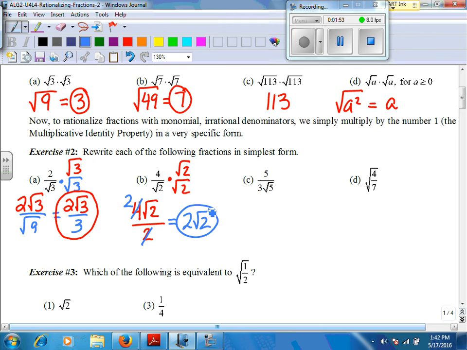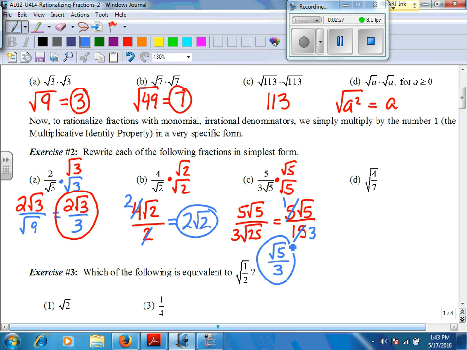Okay. So let's look at C. In C, again, you don't really need to worry about the 3 so much. It's the square root of 5 we want to get rid of. So let's multiply by another square root of 5. So that'll give us 5 square root of 5 in the numerator, 3 square root of 25 in the denominator, which is really 3 times 5, which is 15. And now, just like we did before, the 5 and the 15 have a common factor of 5, 1 and 3. So final answer, square root of 5 over 3.